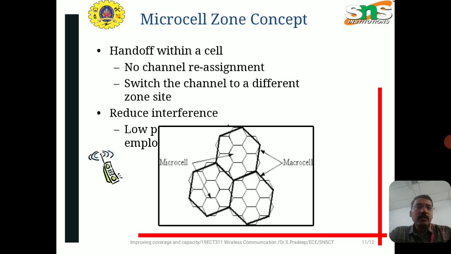In the microcell zone concept, handoff within a cell requires no channel reassignment, and it switches the channel to a different zone site. It reduces interference, and low power is required for this microcell zone concept. The figure shows a macro cell, and within this macro cell 7 microcells are there. A macro cell is split up into 7 microcells.